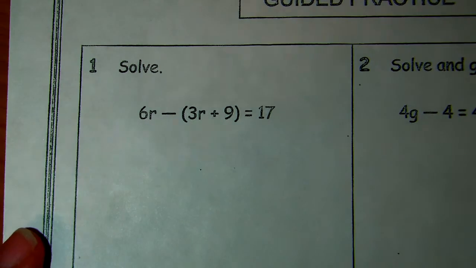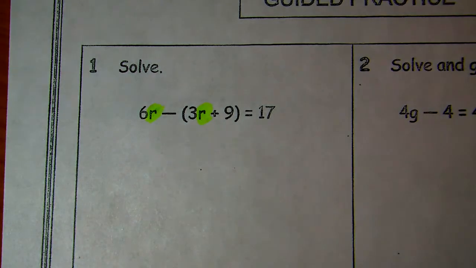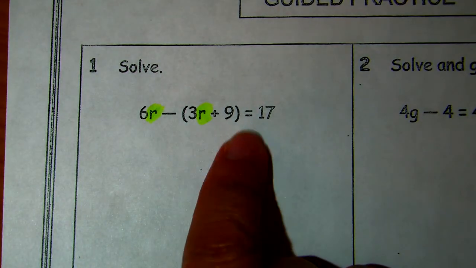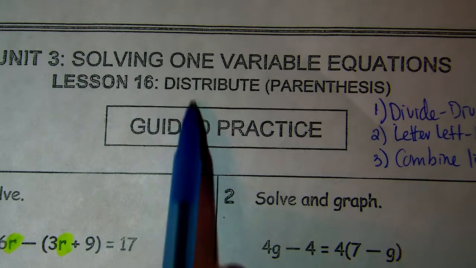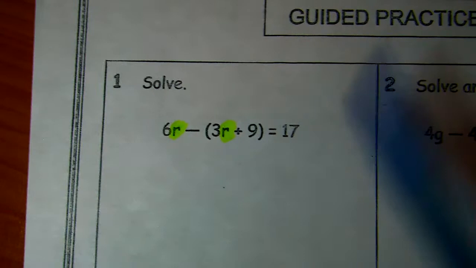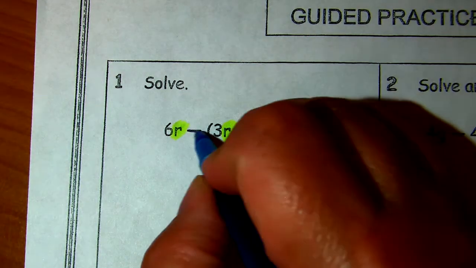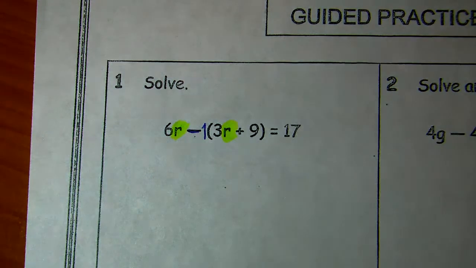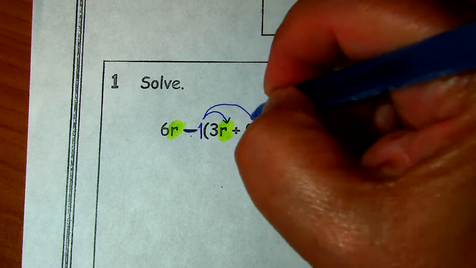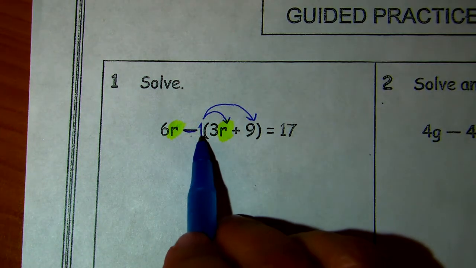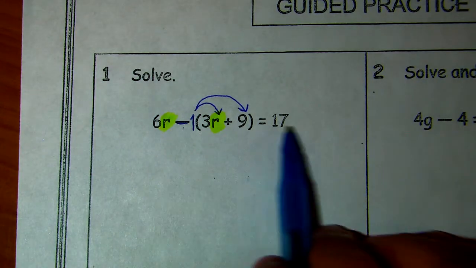Alright, so we're solving for letter R, okay, but we have a parenthesis. So what do we do when we have a parenthesis? We distribute, all right? Because we have to take into consideration that right here is like having a -1, okay? And you're going to distribute like this. You're going to multiply, okay? Because the -1 is going to be multiplying this and this. So I'm going to rewrite everything.